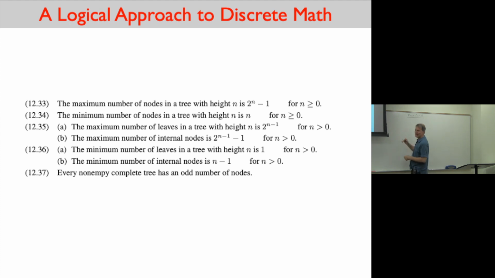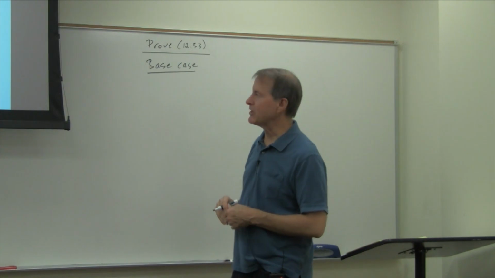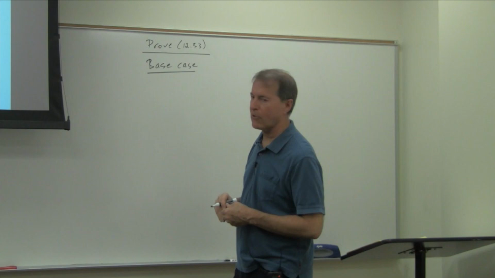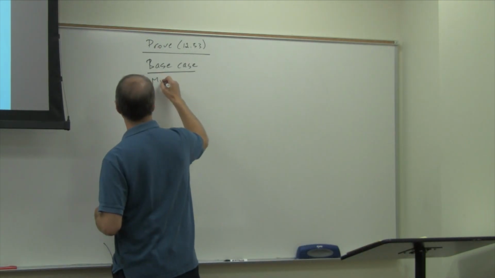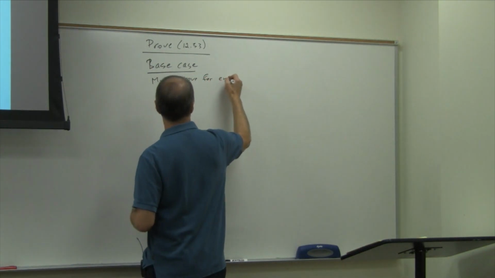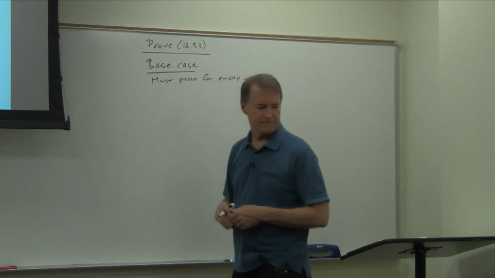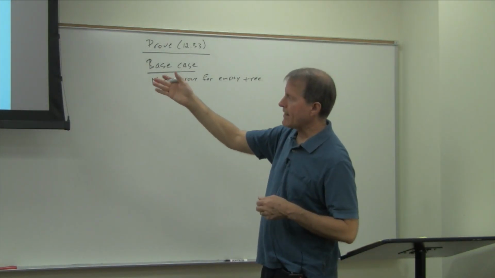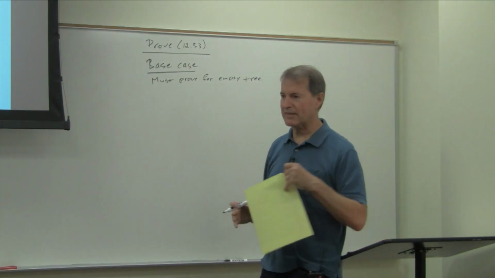So first of all, we'll do the base case. What do we have to prove with the base? We need to prove 12.33 for the empty tree. What is the base case? It's the empty tree. So we must prove it for the empty tree. Well, what is it that we have to prove? The maximum number of nodes in a tree with height n is 2 to the n minus 1. So we have to write that out.